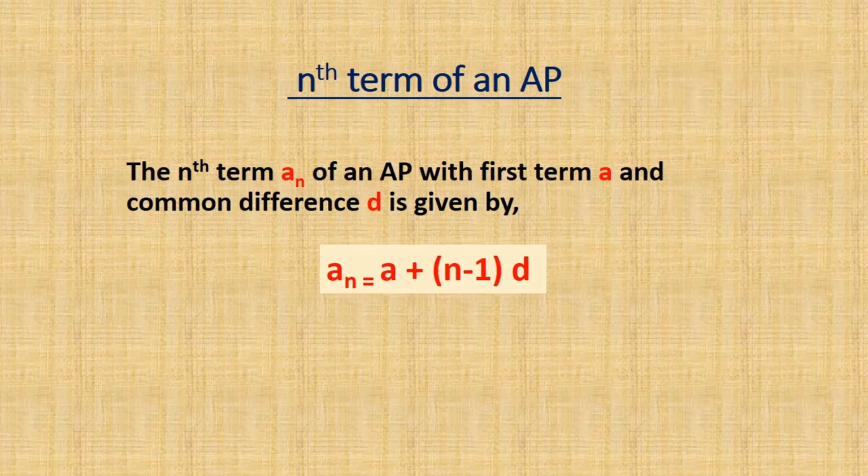In the last lesson, we discussed the nth term of an AP. I think you have memorized this formula to find the nth term of an AP. If the first term is a and the common difference is d, the formula is a_n = a + (n - 1)d. I told you in the last lesson, we can divide the chapter arithmetic progression into 3 parts.